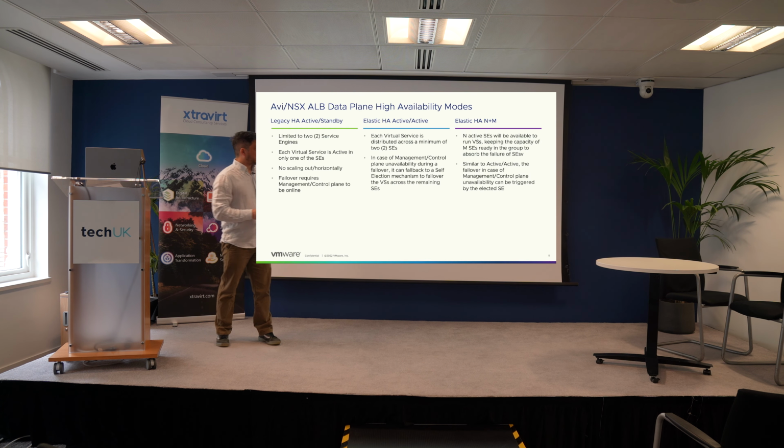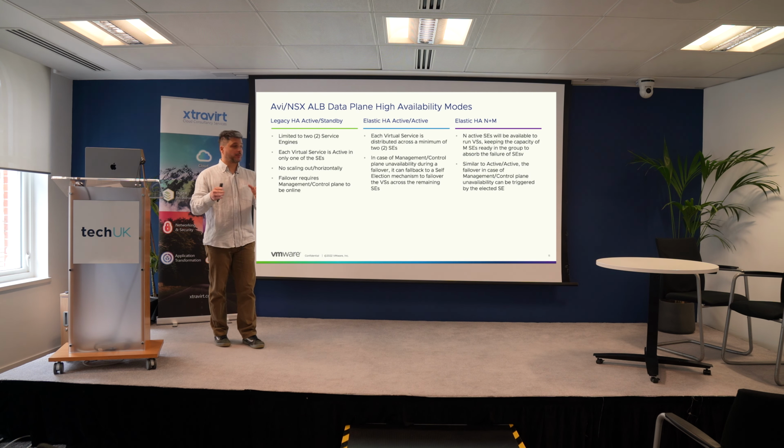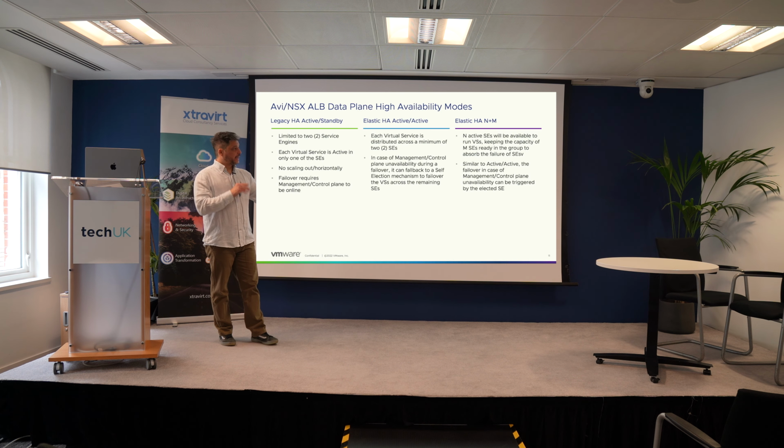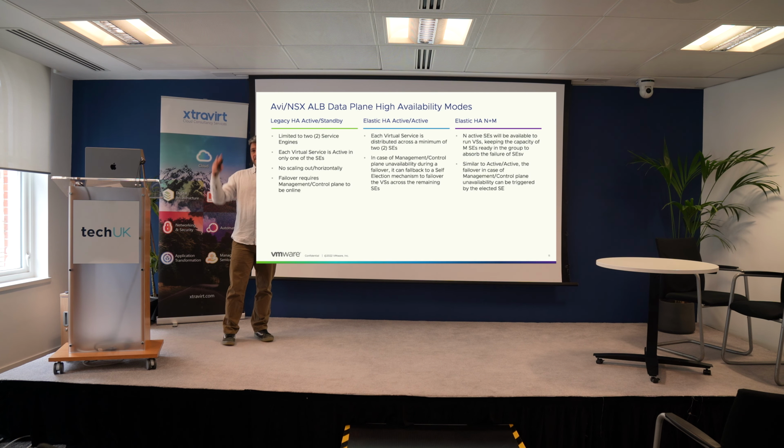The main difference is, for example, on active-active elastic HA, when you deploy a virtual service, it will be installed into two service engines as a minimum. So any virtual service that we install is going to use two, independent of the size of the service engine group. On elastic HA N+M, you have an N amount of capacity, but then the M defines, out of the service engine group and the size that you have, how much capacity you have reserved in case of a failure.